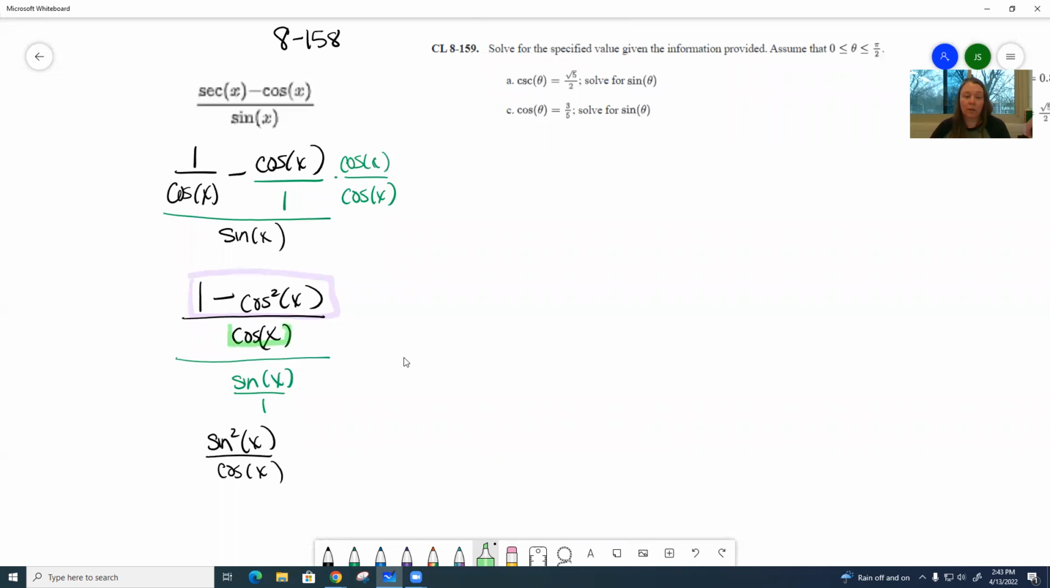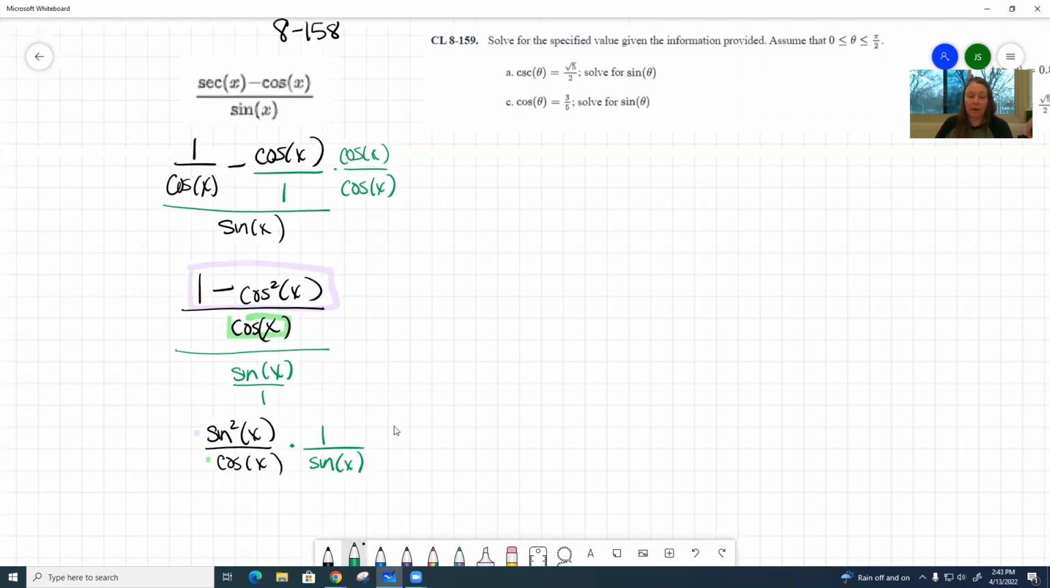Okay, so I'm just going to use color so we can see where things are coming from. This right here just came down. This right here became the sine squared. And then instead of dividing by the sine of x, I'm going to multiply by 1 over the sine of x. So this is just multiplying by the reciprocal instead of dividing.